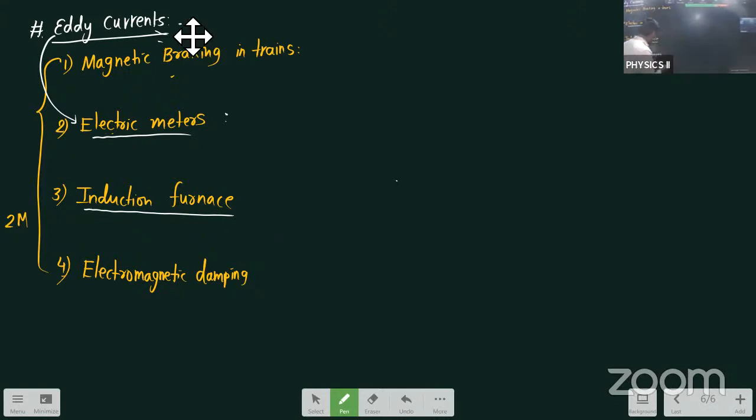Next, what is the next one? Electromagnetic damping. So you might have seen galvanometers. In that galvanometer, there will be one coil which will be oscillating here. So in those types of instruments, eddy currents are used for bringing back that metal coil. In order to bring that coil to its original position, we'll be using eddy current.